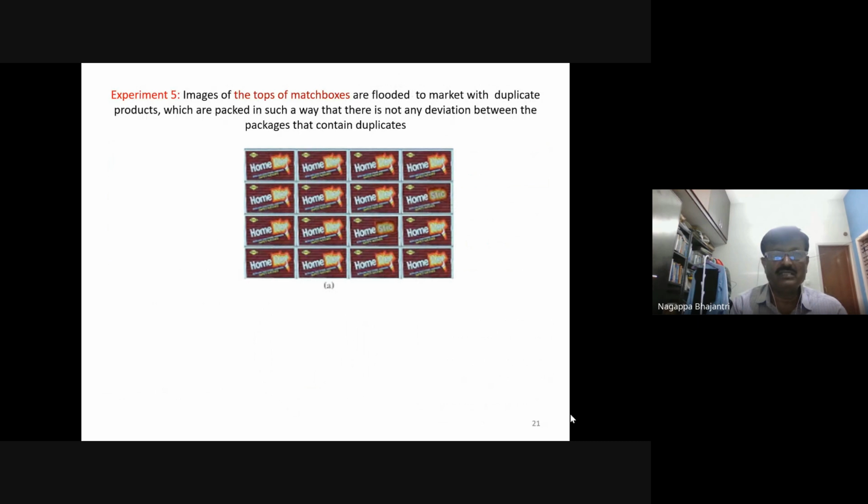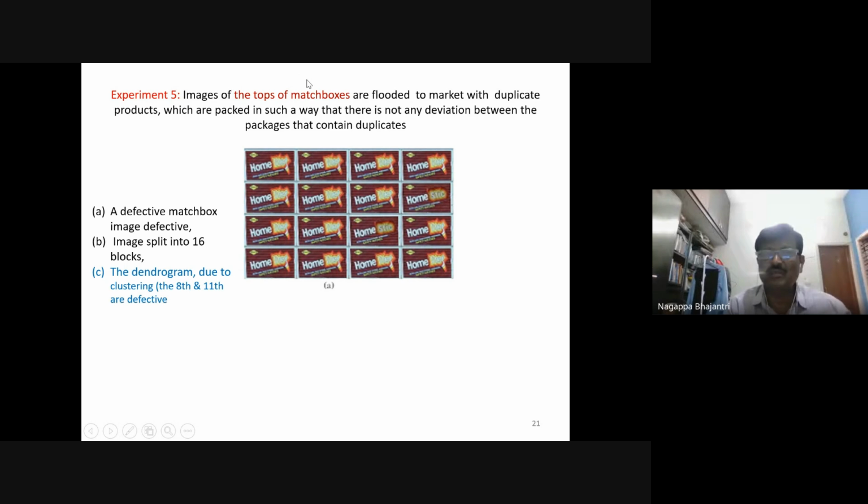That is experiment 5. Here we consider natural images of the tops of matchboxes which flood the market as substandard or duplicate products, right? So these are what we have considered. This is a defective matchbox. It is split into 16 blocks.